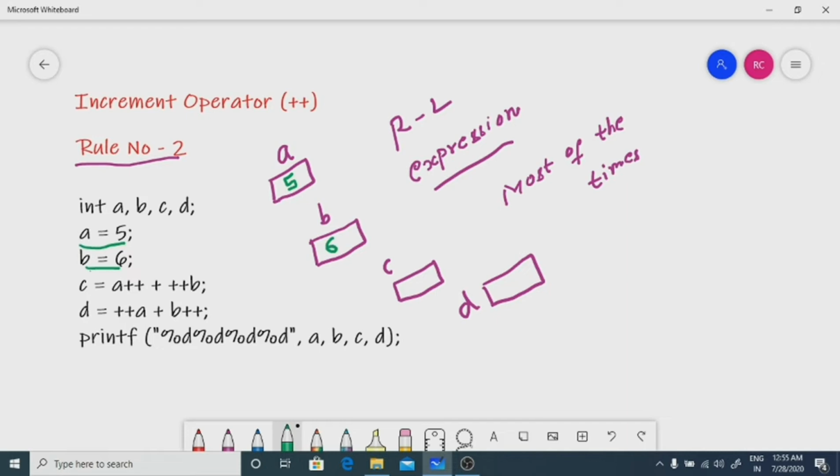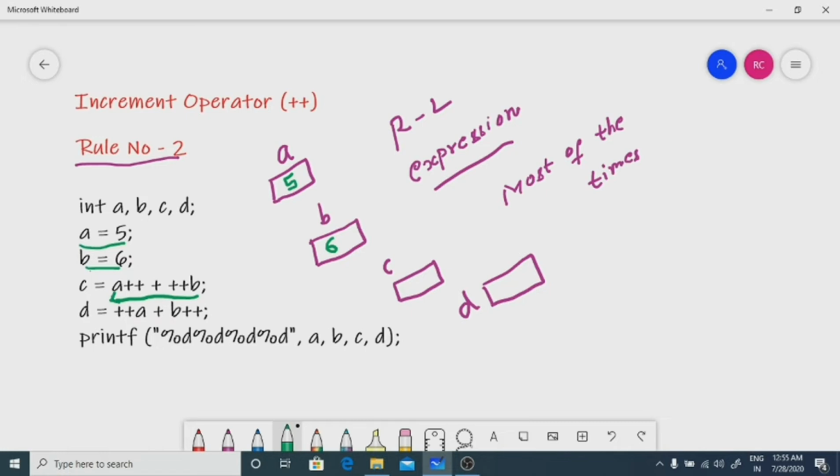Now, come to this particular expression. The evaluation should be right to left, because we have seen most of the compilers will evaluate from right to left. So, we should also evaluate from right to left.